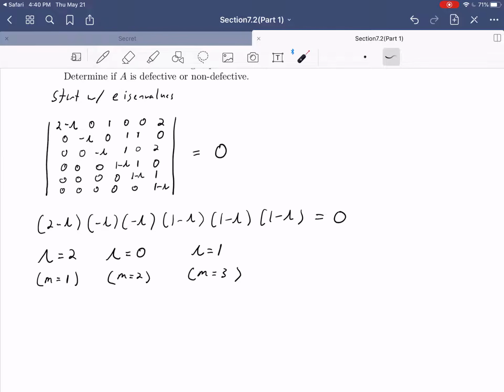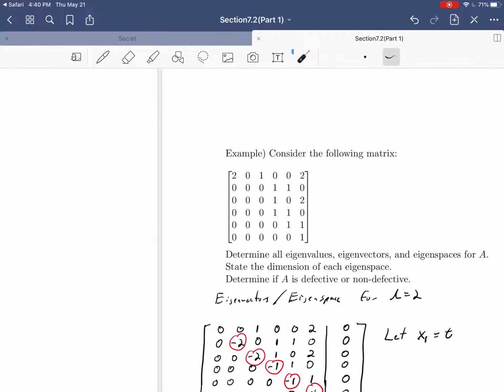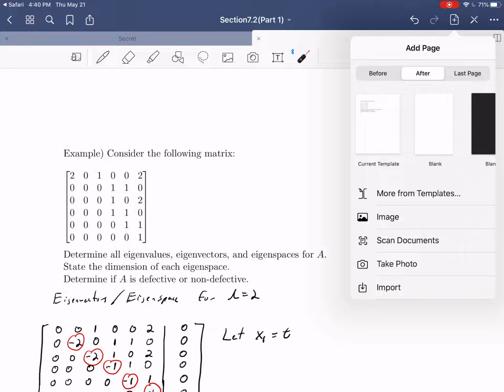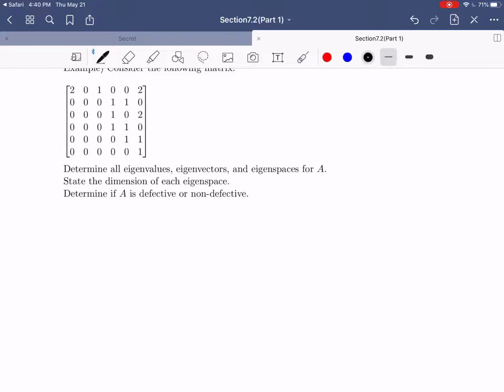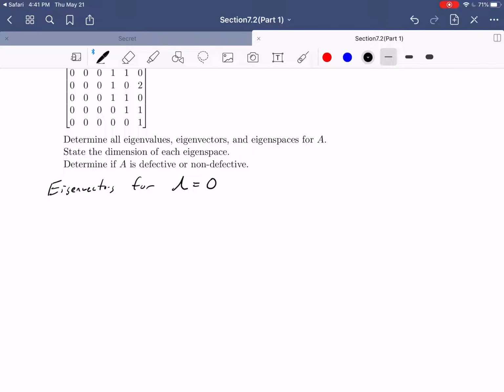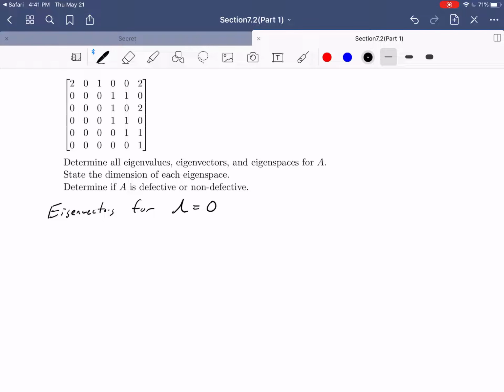Next one that we want to do is lambda equals 0. So let's go ahead and do that. We'll give ourselves another page here. Now we're doing lambda equals 0. Eigenvectors for lambda equals 0. We'll subtract 0 off the diagonal and then augment with the 0 vector and try to solve that.